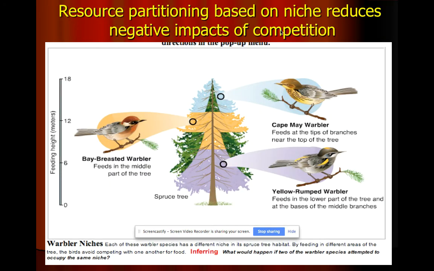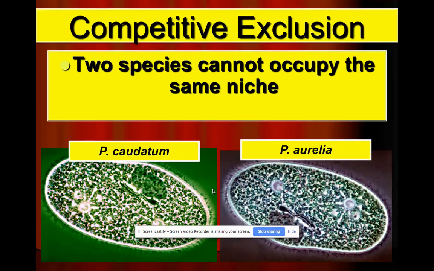To alleviate the impacts of competition, organisms do something called resource partitioning. This is based on their niche. Basically, they have different roles, and as long as they have a different role from another organism, they don't have to actually compete for resources. So the standard example is the warbler living in a tree. Some of them live in the top, some live in the middle, some live in the bottom, and they don't have to compete with one another because they occupy different areas.